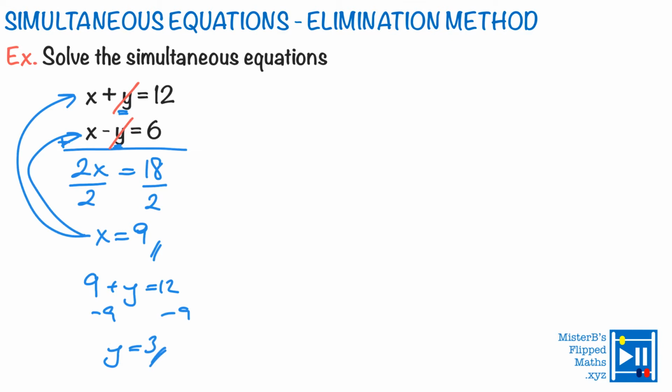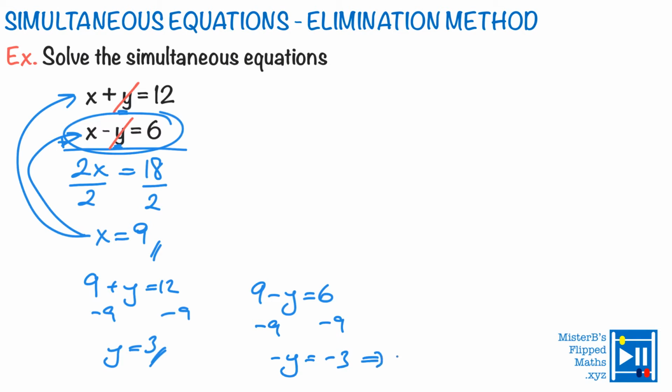This is the same if you were to substitute here: 9 minus y is 6, the second equation. Take away 9 from both sides, you're going to end up with minus y equals minus 3, which means y equals 3, right? So it doesn't matter which equation you choose. You just substitute the value of the unknown you found into it so that you can find the value of the other unknown. Now, let's go on with an example which is slightly harder.